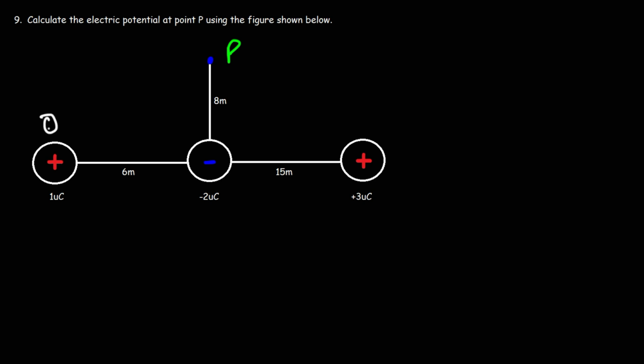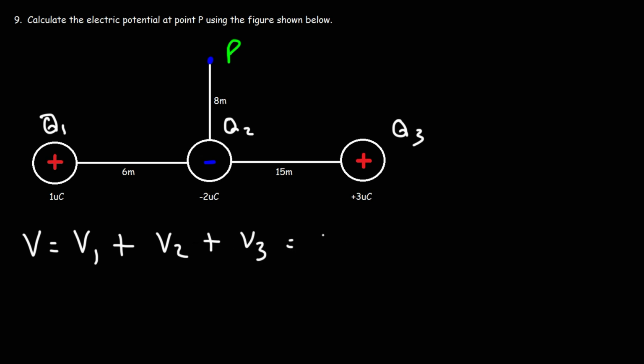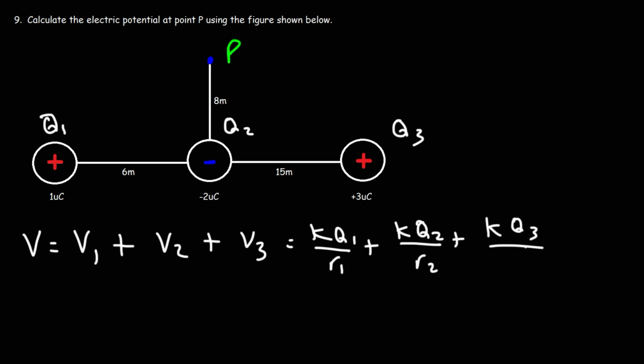So let's call this Q1, Q2, and Q3. To calculate the electric potential at point P, we simply need to add up the electric potential created by each charge at point P. So V1 plus V2 plus V3. So that's going to be K Q1 over R1 plus K Q2 over R2 plus K Q3 over R3.